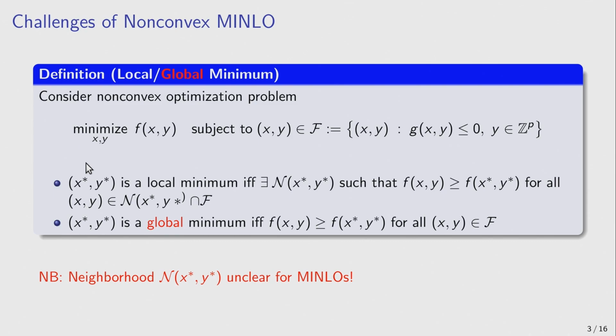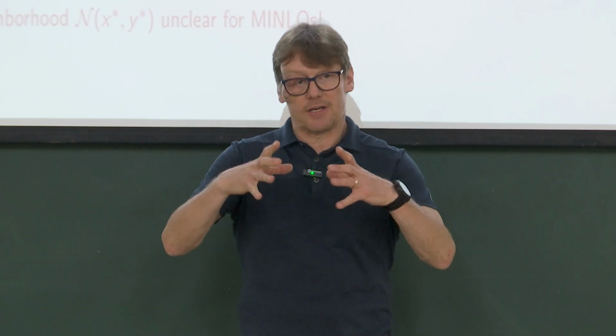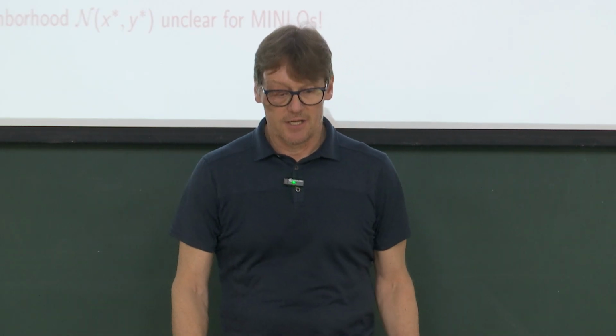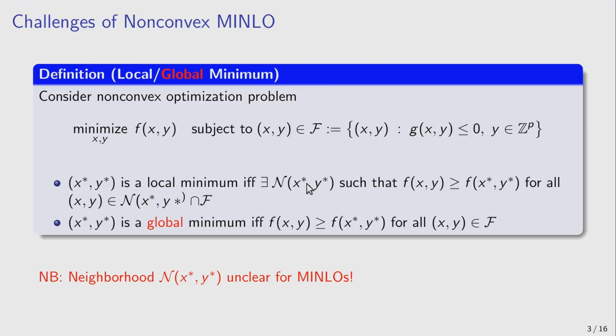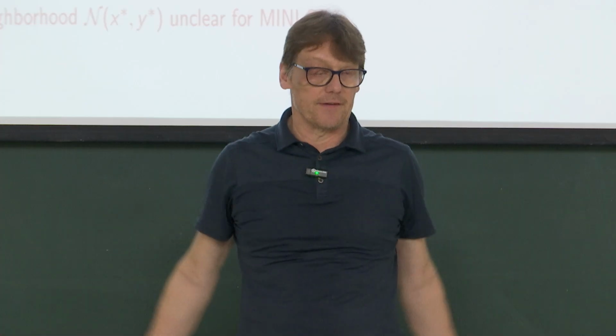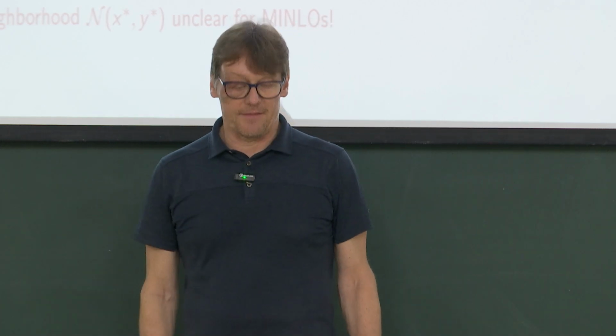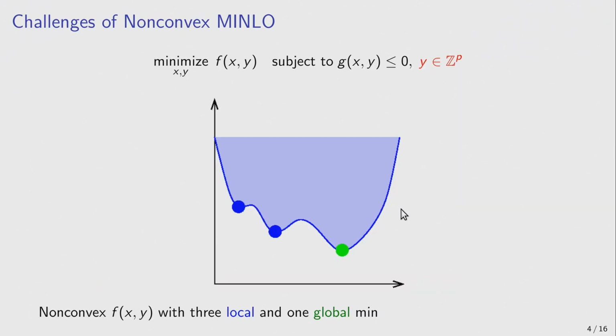We call a point a local minimum if within a neighborhood of that point there are no better solutions. So in other words, I can construct some neighborhood of my point, and if I take a point inside this neighborhood, intersect it with the feasible set, then the function value of this point that I took out of this neighborhood is greater than or equal to the function value of the original point. And a point is called a global minimum if I can just take this neighborhood to be infinite. So there is no better point than this point that I've chosen earlier.